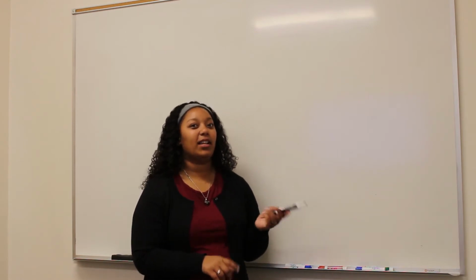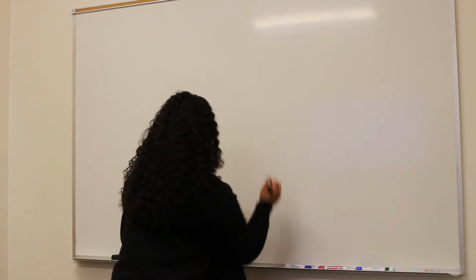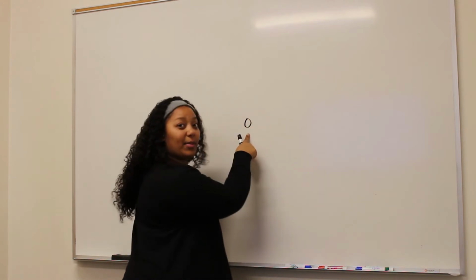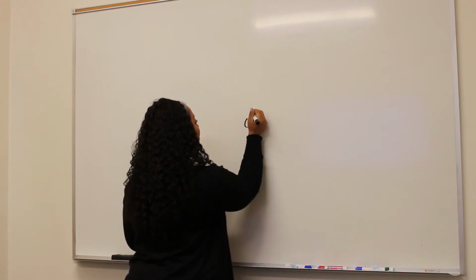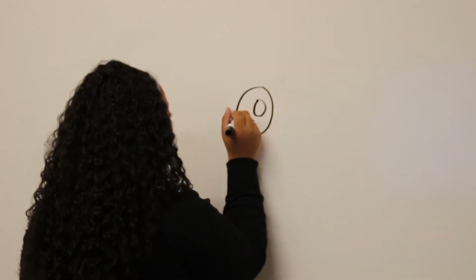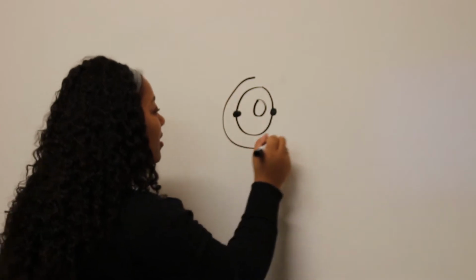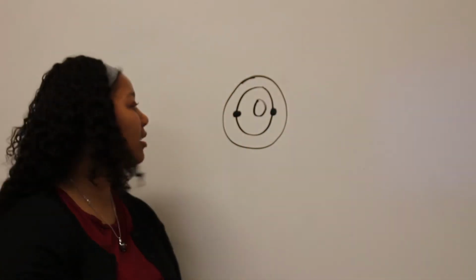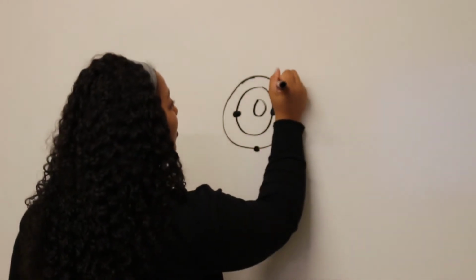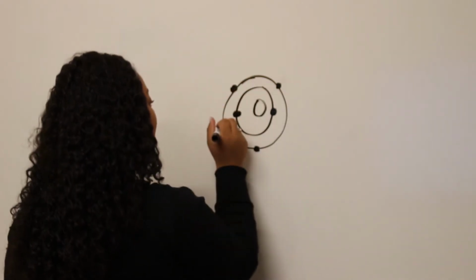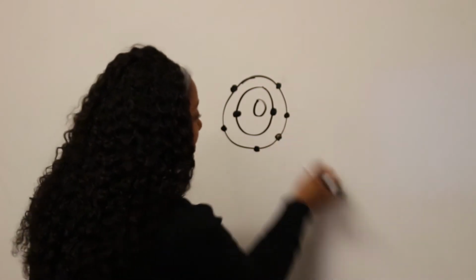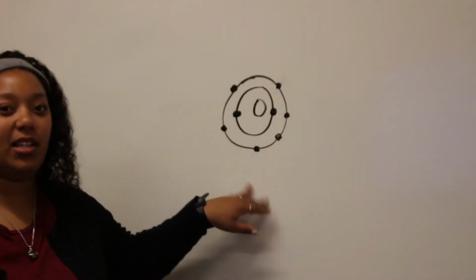Oxygen has 8 valence electrons, so I'm going to draw that on the board. So like I said previously, you're going to draw your atomic symbol, which is O for oxygen, and then you'll create your first shell. And your first shell has 2. Once your first shell is complete, which it is, because it already has 2, you're going to add the other 6 to make 8. So we'll put 1 here, 2, 3, 4, 5, and 6. So now our oxygen atom is complete.